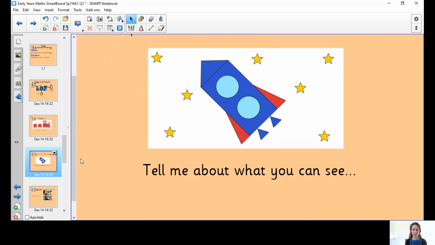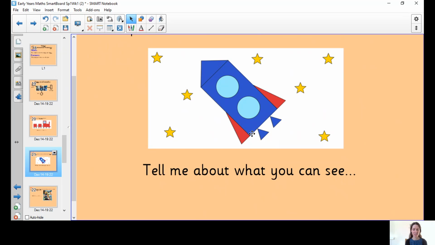Well done, that's great. There are lots of shapes in your picture of the rocket. I can see that there are 2 circles in the middle for windows. Did you find the triangle at the top of the rocket and the triangles at the bottom and the sides of the rocket? What about the shape for the middle of the rocket?